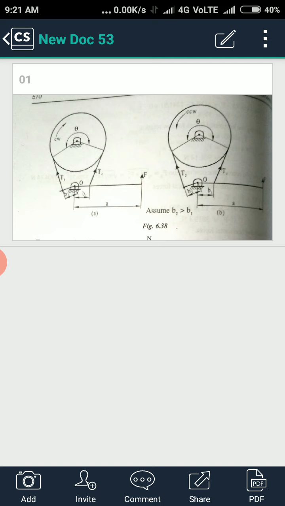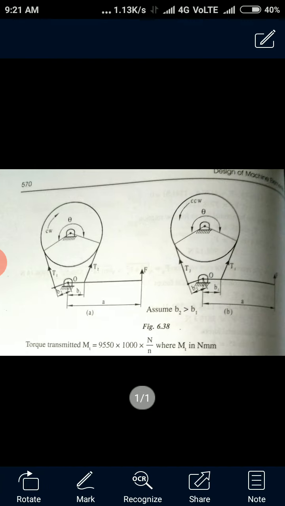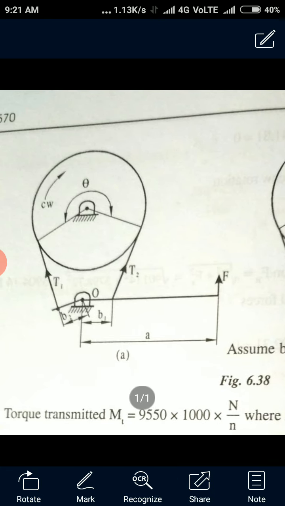So what we have here, A is the distance between the force F applied and the fulcrum O. Then we have two more dimensions here. One is B1, the distance between the fulcrum and the right side of the band, and B2 is the distance between the fulcrum and the left side of the band. So you have to understand it like that. B1 is the distance of the fulcrum to the right side of the band which connects to the lever. B2 is the distance of the fulcrum to the left side of the band connected to the lever.